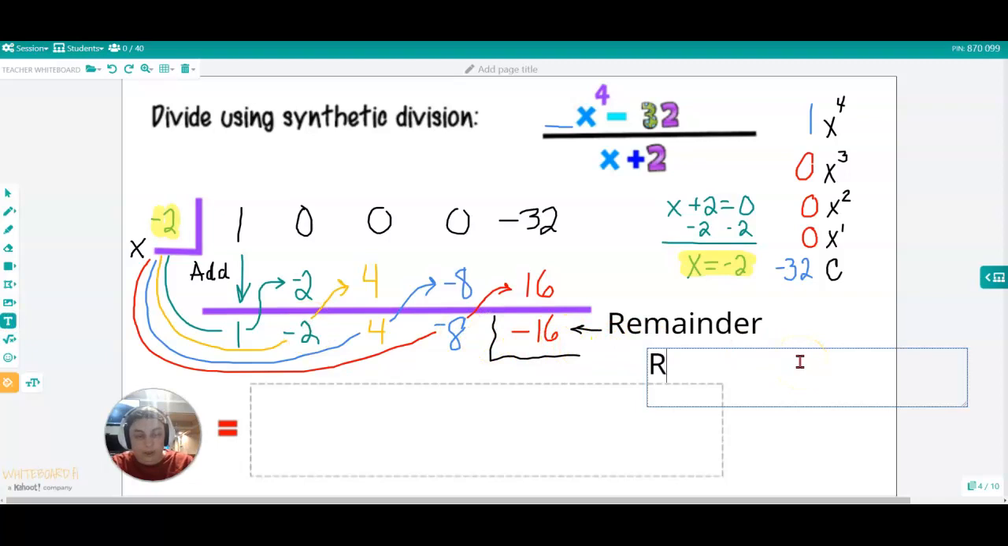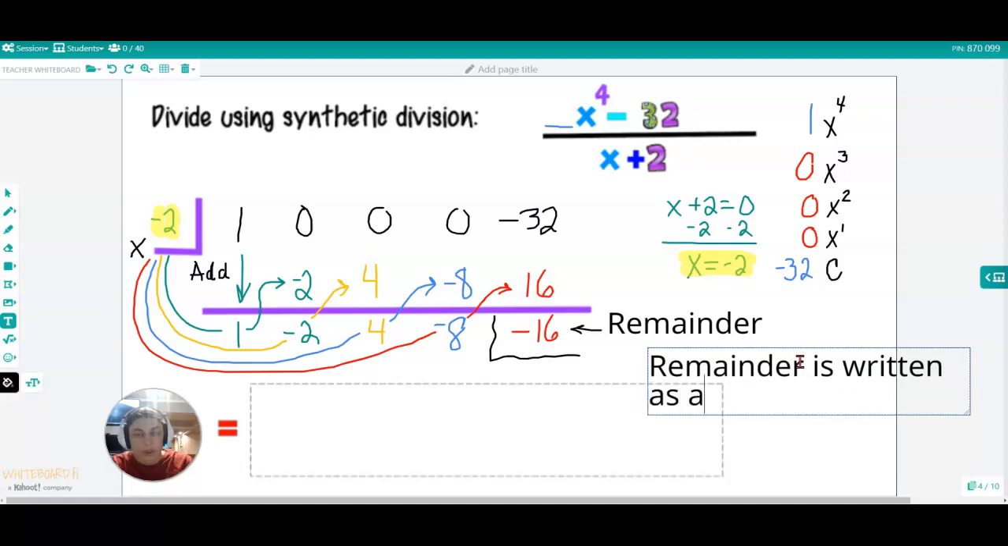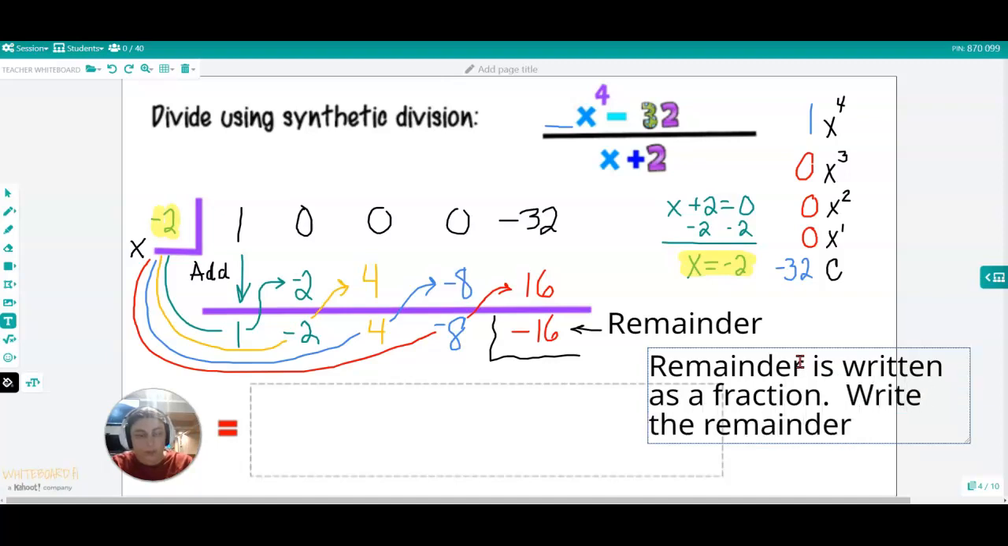The remainder is written as a fraction. Write the remainder over the original divisor.